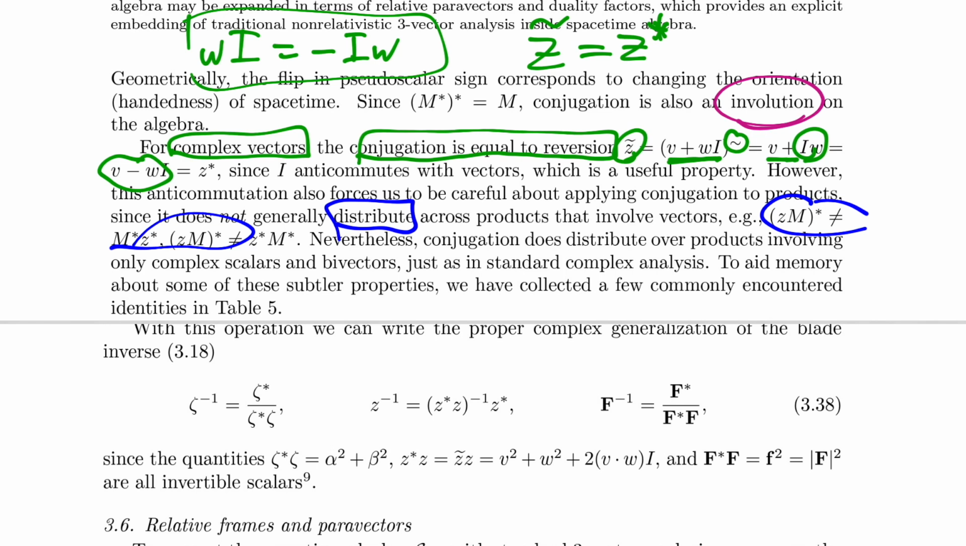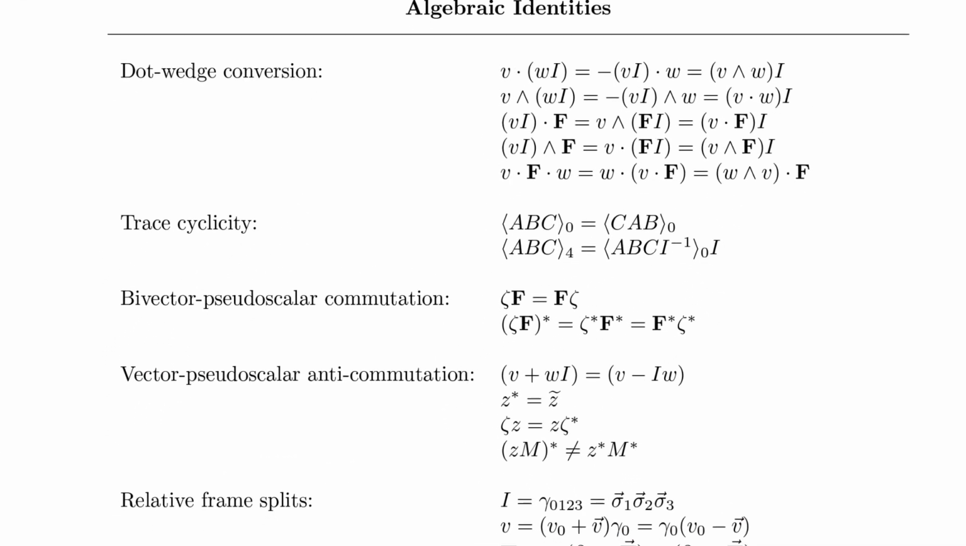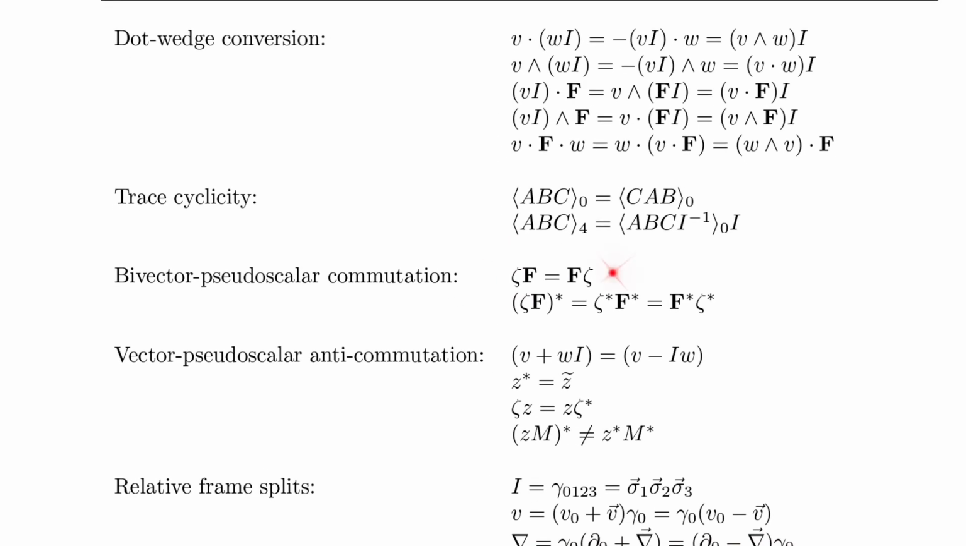All right, so we'll look at Table 5 in a moment, but, well, let's look at Table 5 right now. So here's Table 5. What do we got? I don't see any conjugations here. But we do see bivector pseudoscalar commutation. So bivectors and pseudoscalars commute. So in here, zeta is a pseudoscalar. So those commute.